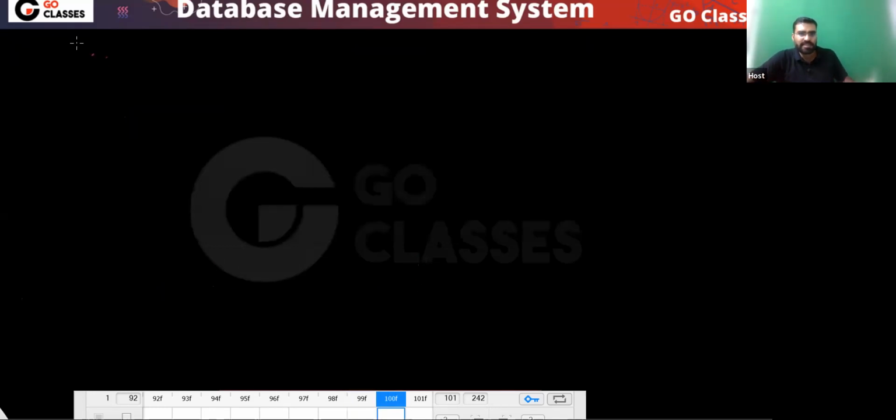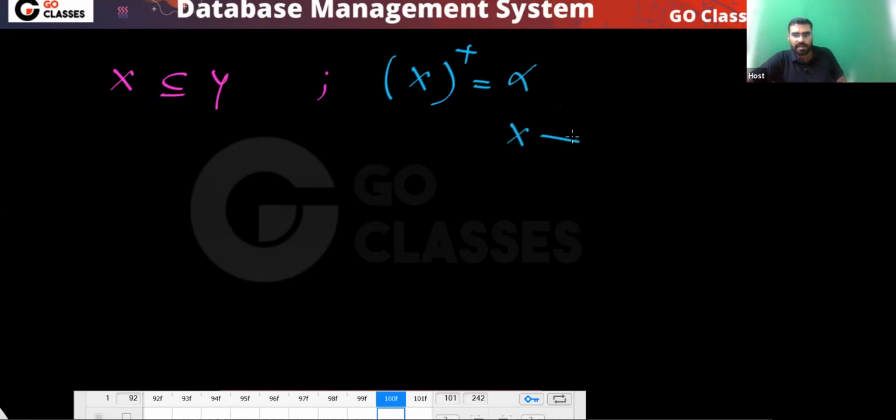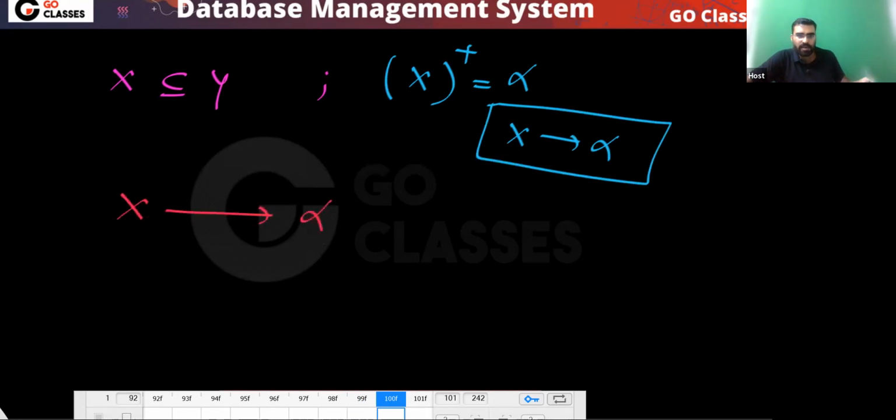Because if X is a subset of Y, remember X is a subset of Y. Now you can notice that if X plus contains alpha, it means X can determine alpha. Then what can I say? If X can determine alpha, and Y is a superset of X, so definitely Y has something extra. So definitely this Y also can determine alpha.